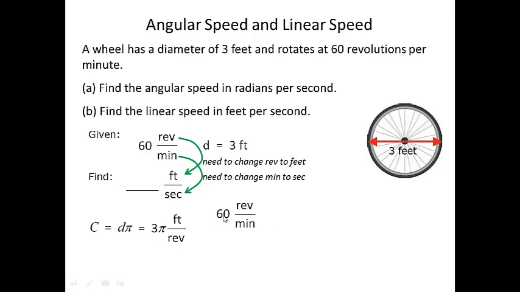So I start with 60 revolutions per minute, multiply that by 3 pi feet per revolution, because now I have 1 in the numerator, 1 in the denominator that I can cancel. Now I just have to get rid of the minutes and replace that with seconds. So that's 1 minute for every 60 seconds. Reduce the minutes, reduce the 60, and there's basically my answer here. 3 pi feet per second.